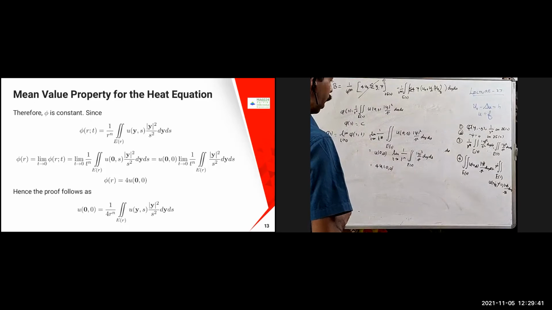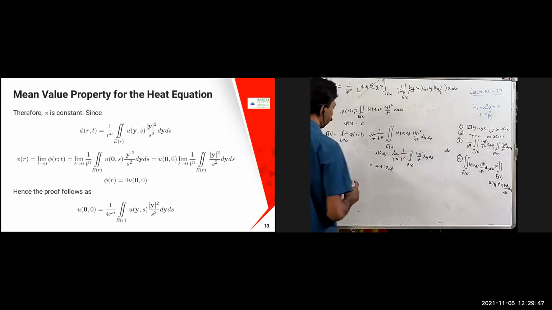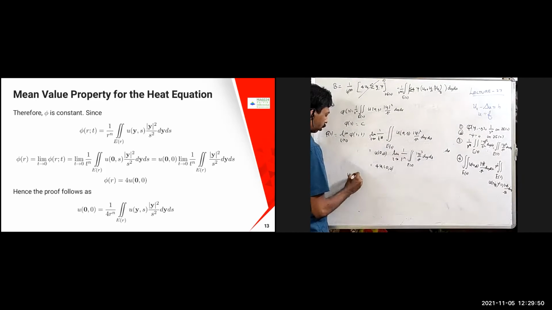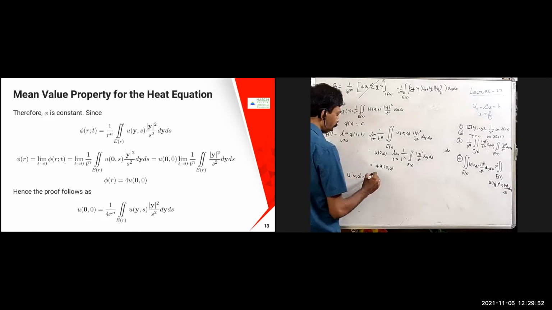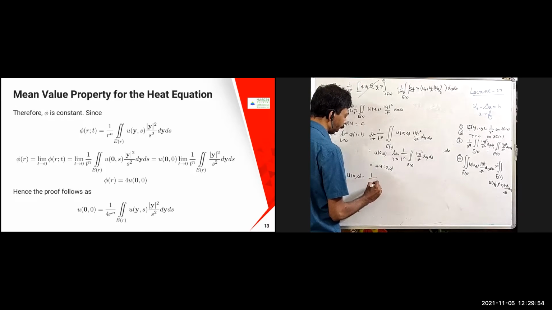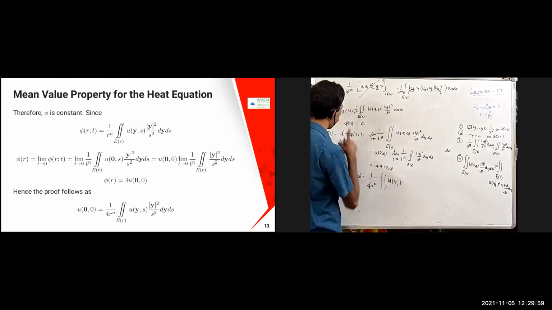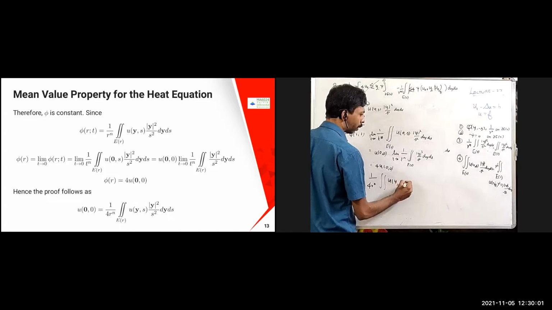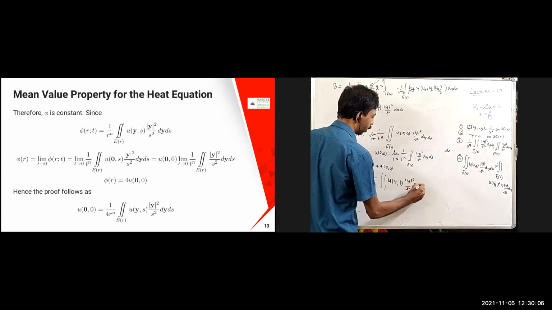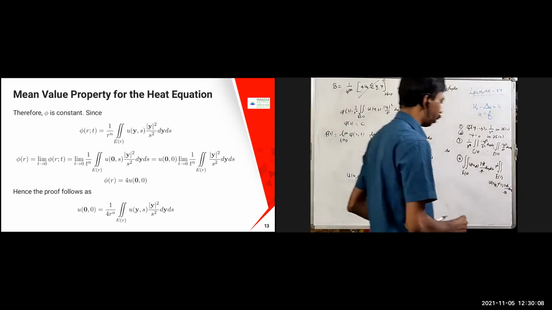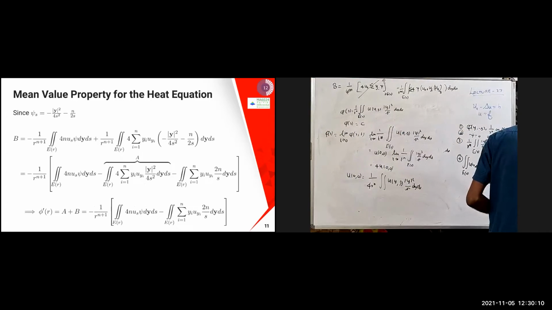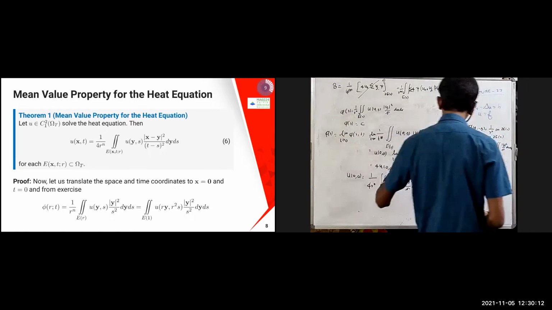Okay, so therefore what you are going to have is that your u of 0 comma 0 is going to be, if you choose your u of 0 comma 0 equal to 1 by 4 power r power n integral u of y comma s, because your pi of r is this one. So u of y comma s into mod y square by s square dy ds. If you choose this one, then what you are going to get is u of x comma t in this way.